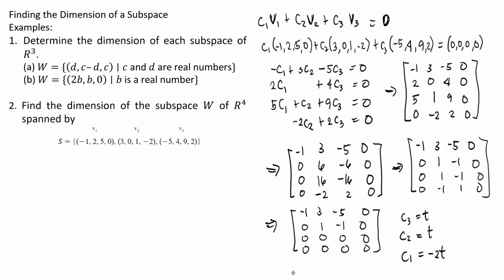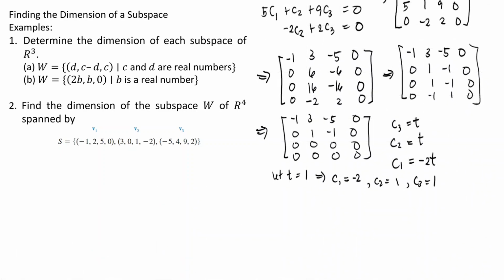But if we are going to let t, for example, equal 1, then we will get C1 equal to negative 2, C2 equals 1, and C3 equals 1. So by substituting these values of C1, C2, and C3 into this equation, we have now negative 2 V1 plus V2 plus V3 equals 0.